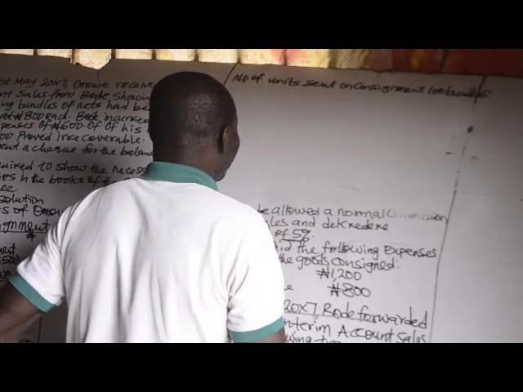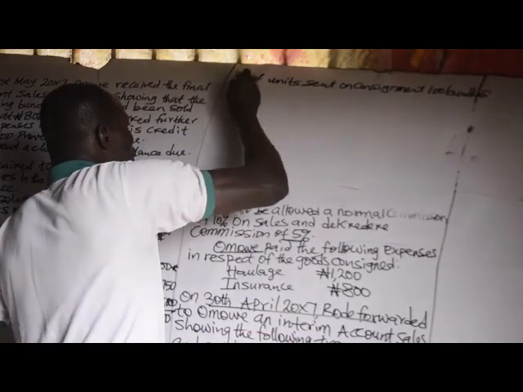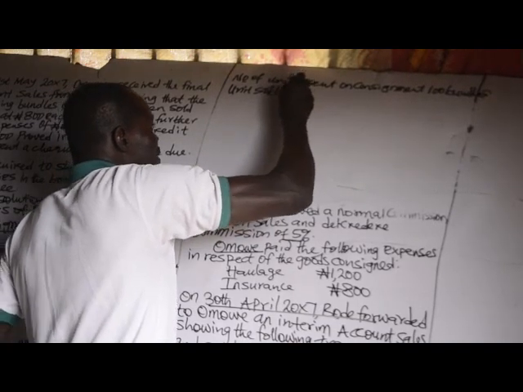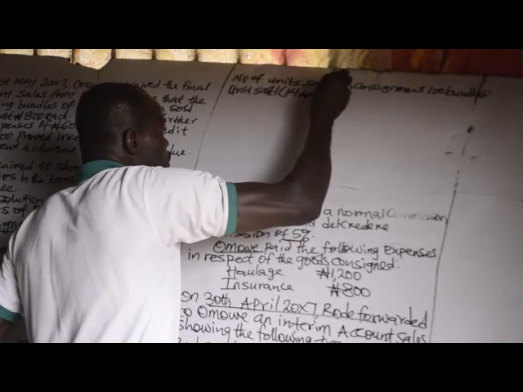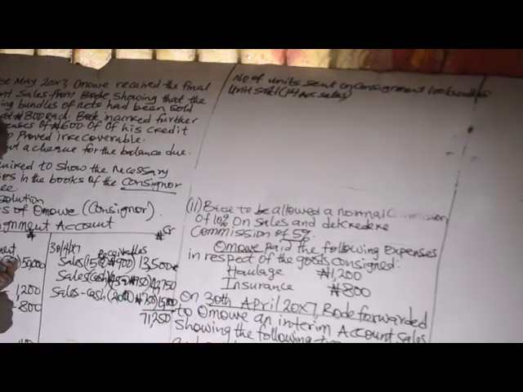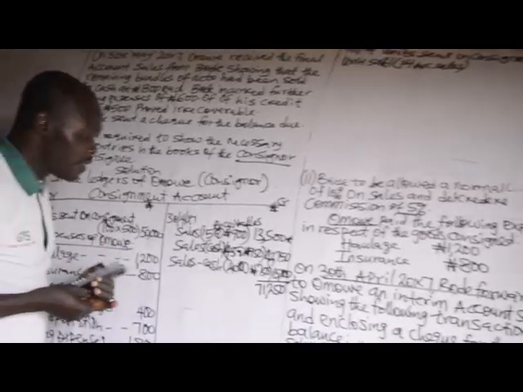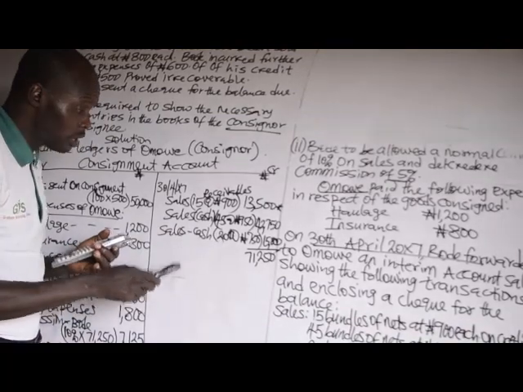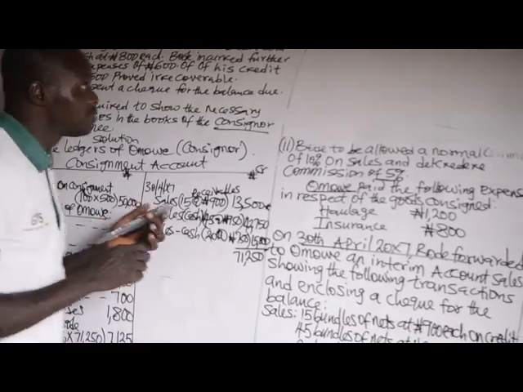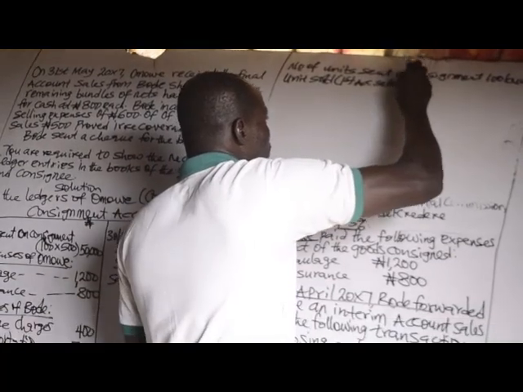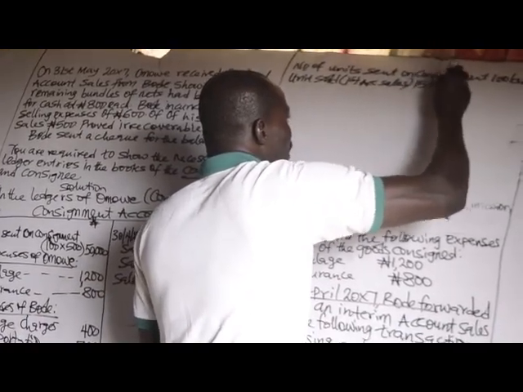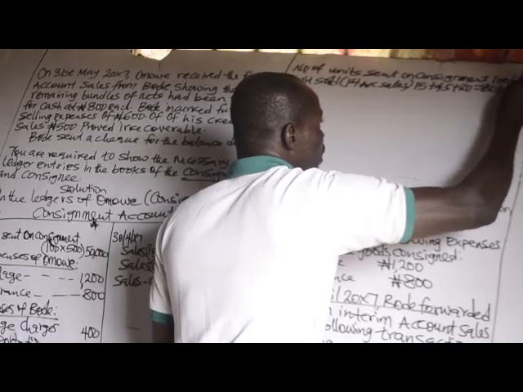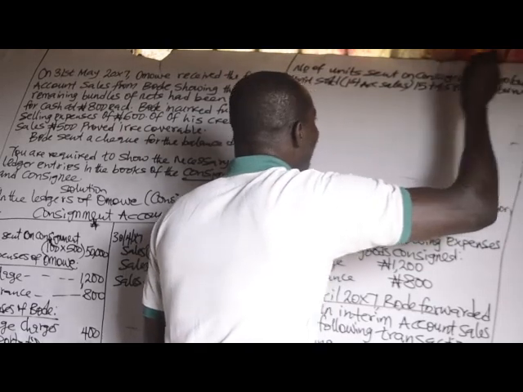100 bundles were sent on consignment. Units sold so far, that is, upon the receipt of the first account sales, how many units were sold as at the time the first account sales were received? We have first sales 15 bundles, second one 45 bundles, third one 20 bundles. 15 plus 45 plus 20, that is 80 bundles.